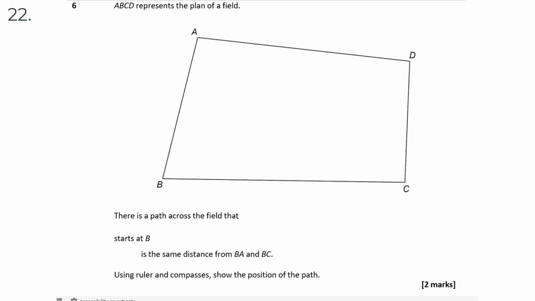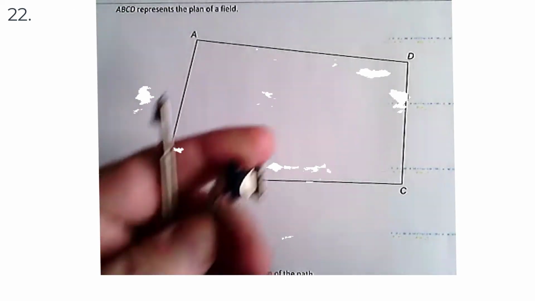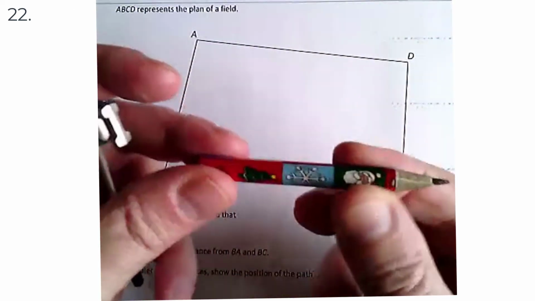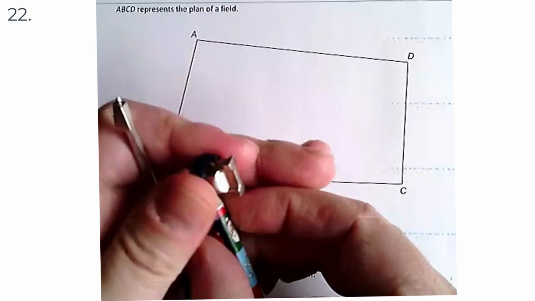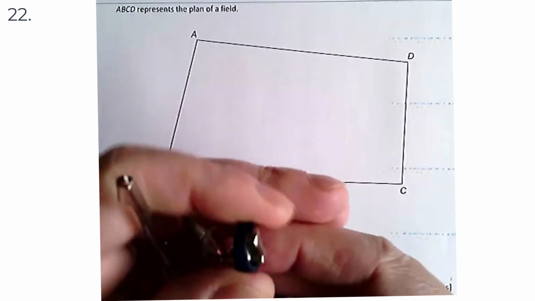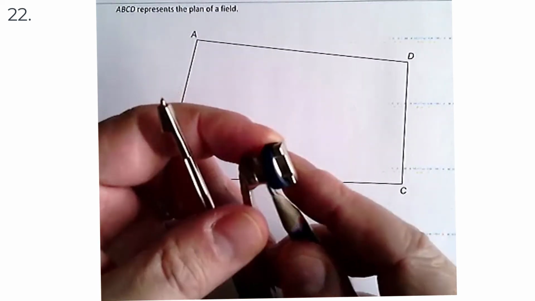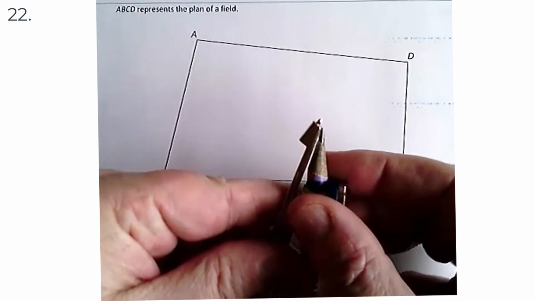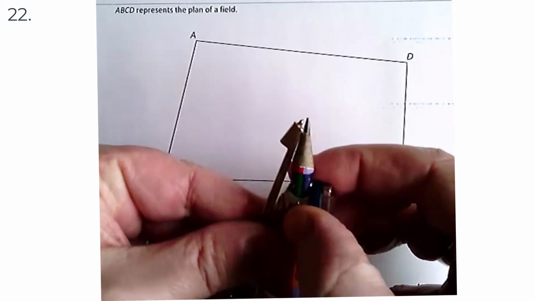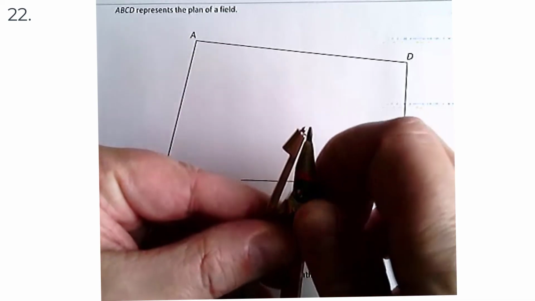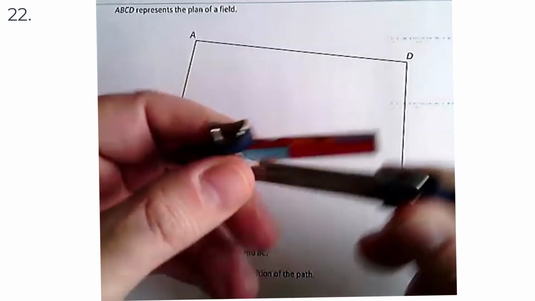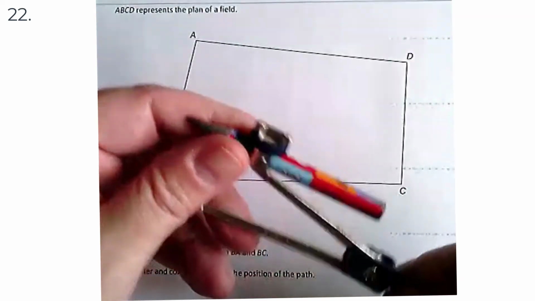ABCD represents the plan of a field. There is a path across the field that starts at B and is the same distance from BA and BC. Using ruler and compasses, show the position of the path. So make sure you keep yourself a little pencil that you can use with your compass. You need a special one really. Don't have your normal long pencil, it's too long. The reason for that is when you twirl your compass around, it needs to do a full 360 without bumping into your fingers.